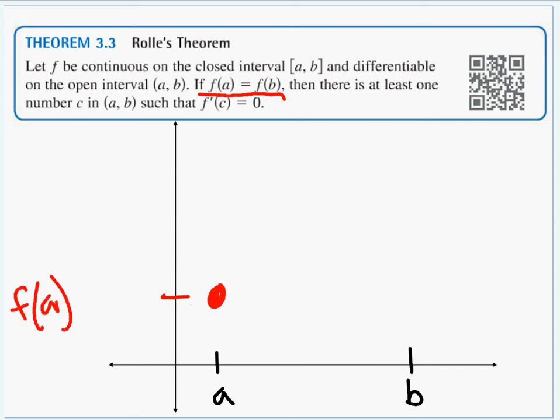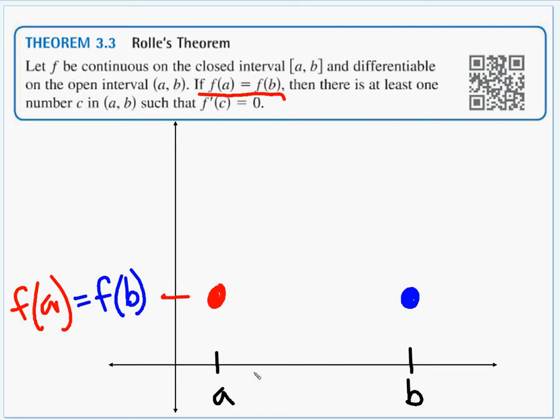And my b value is exactly the same, so it's at the same height. So this f of a is also the same as f of b. So this says our function's continuous, interval's closed. If f of a and f of b are equal, there is at least one number c somewhere in between.